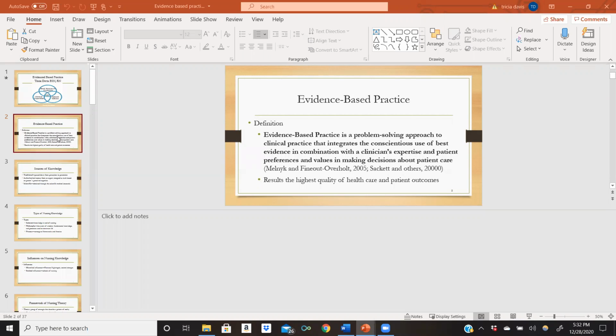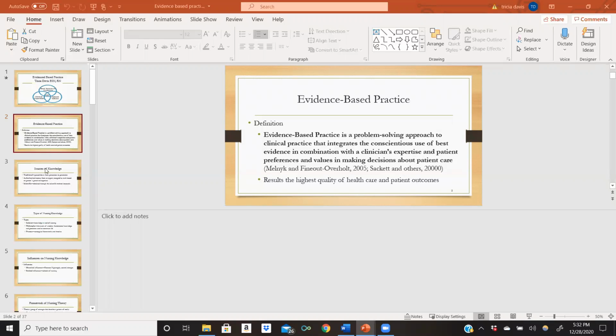So evidence-based practice, what is the definition? Evidence-based practice is a problem-solving approach to clinical practice that integrates the conscientious use of best practice in combination with a clinician's expertise and patient preferences and values in making decisions about patient care. It results in the highest quality of healthcare and patient outcomes.